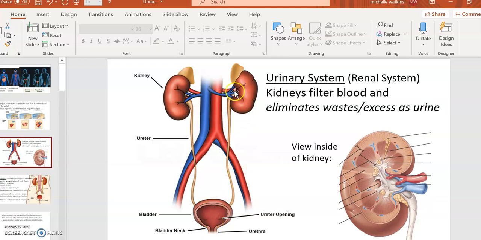So that's all there is. Kidneys, ureters, they have alternate pronunciations, urinary bladder, and urethra. This is a view inside the kidney. This is the urine that will form and that's entering the ureter there.